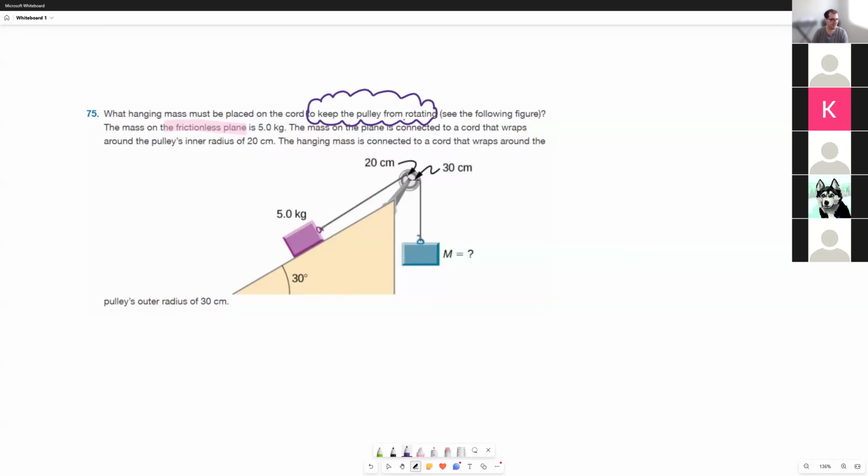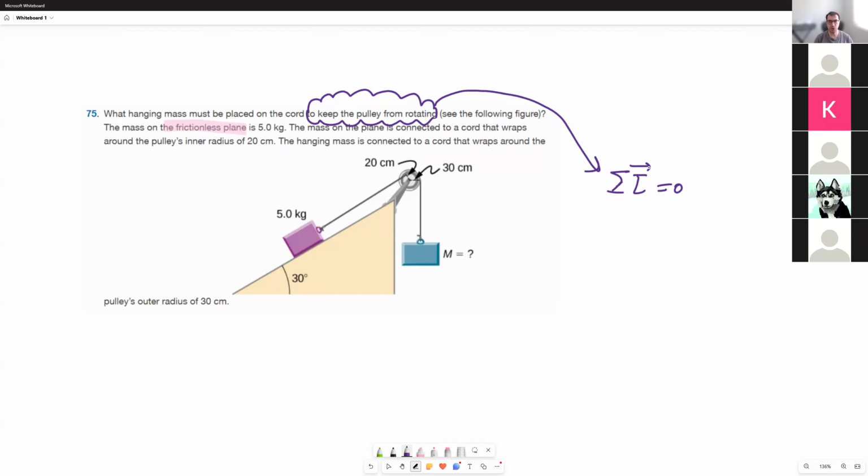Exactly, you're right. To keep the pulley from rotating, that means no rotation, so sigma tau should be equal to 0. Sigma tau of the pulley should be equal to 0. There shouldn't be any tau. If there is tau, it's going to rotate.